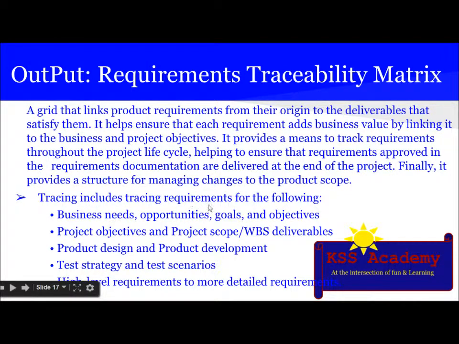Tracing includes tracing requirements for the following: business needs, opportunities, goals, and objectives; project scope or work breakdown structure deliverables; product design; product development; test strategy; test scenarios; and high-level requirements to more detailed requirements.